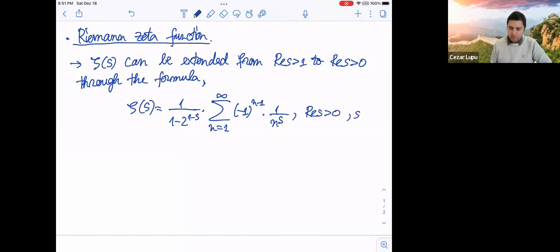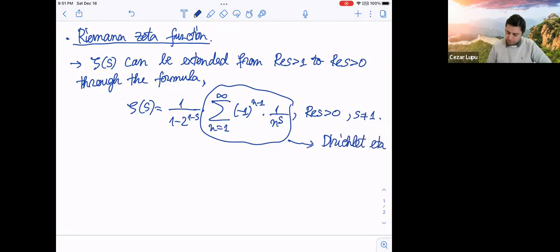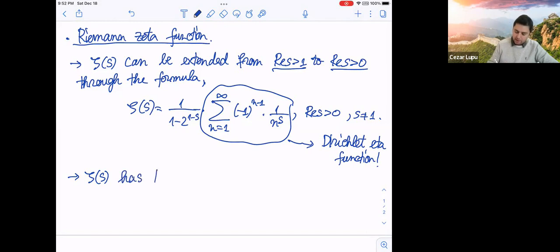So this function here that you see, this is what we call the Dirichlet eta function, or alternating zeta, whatever you want to call it. All right, so in this way, we can extend it from here to here. Now, another thing which is important, and this will be important further for another important property that we'll mention: zeta of s has the following integral representation.